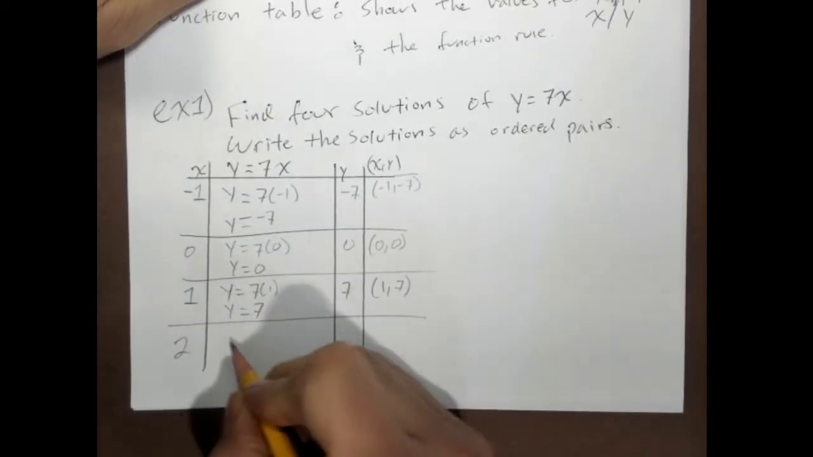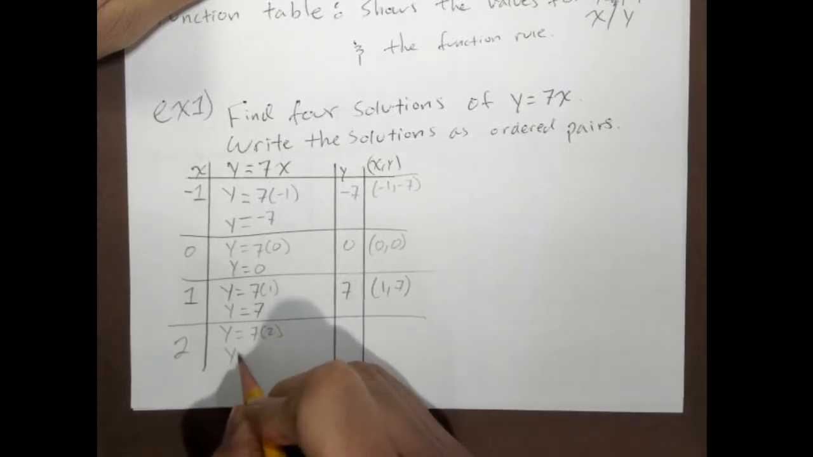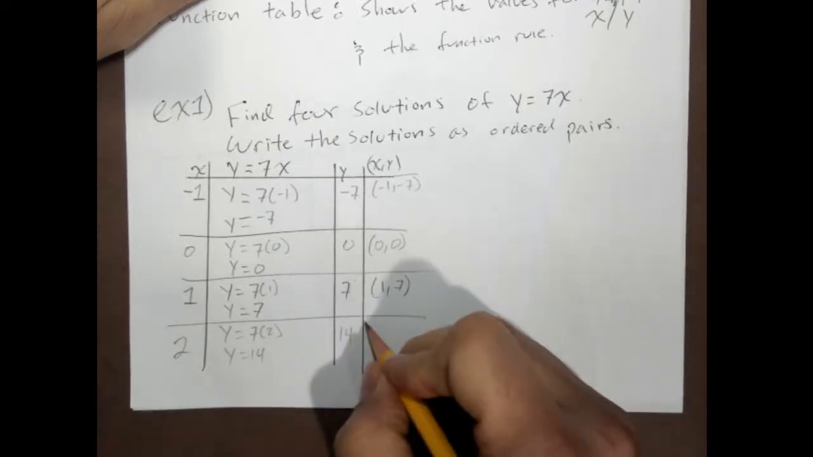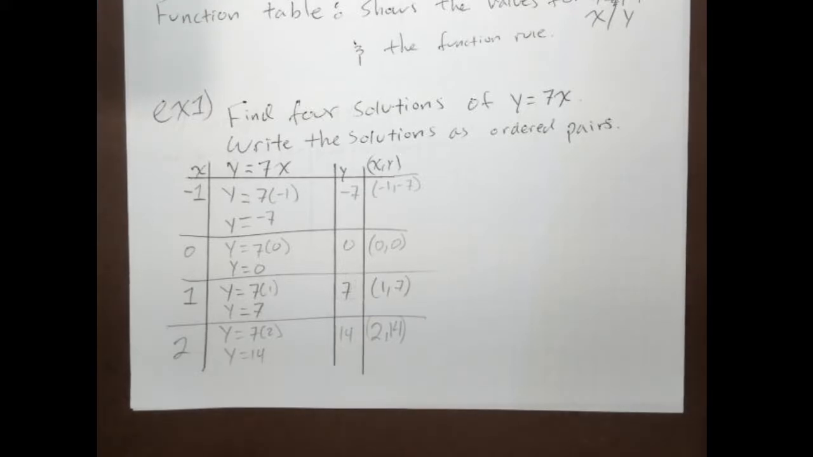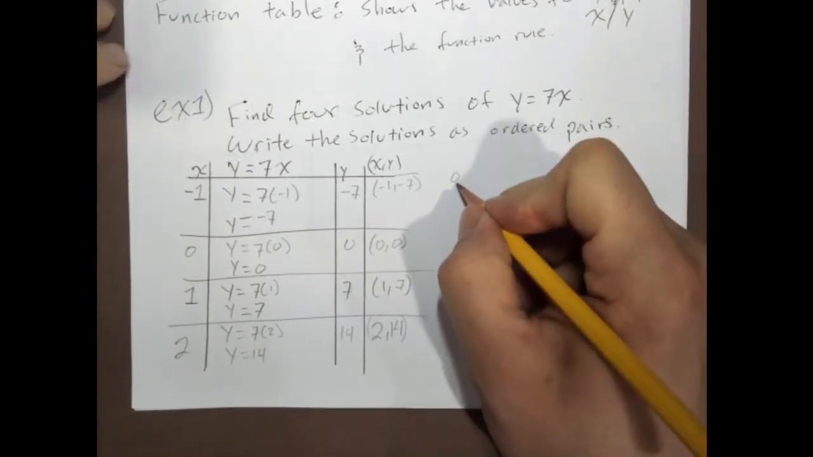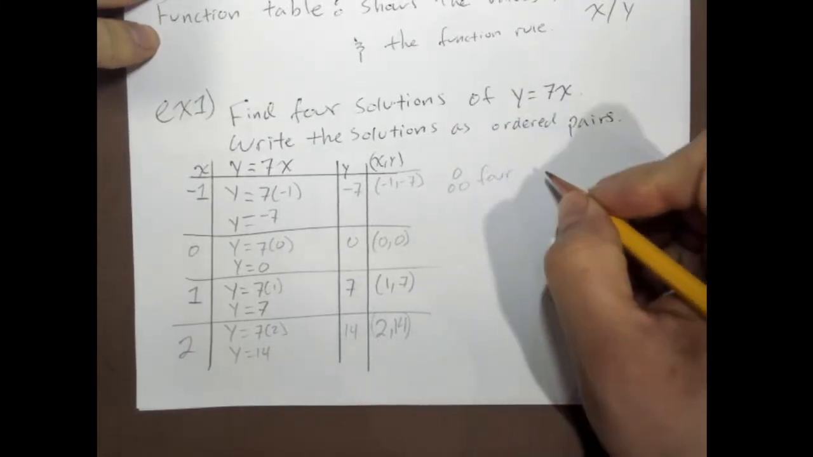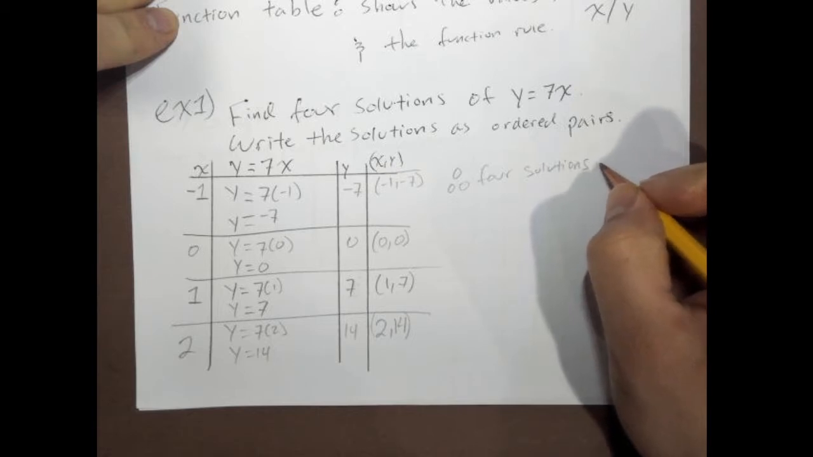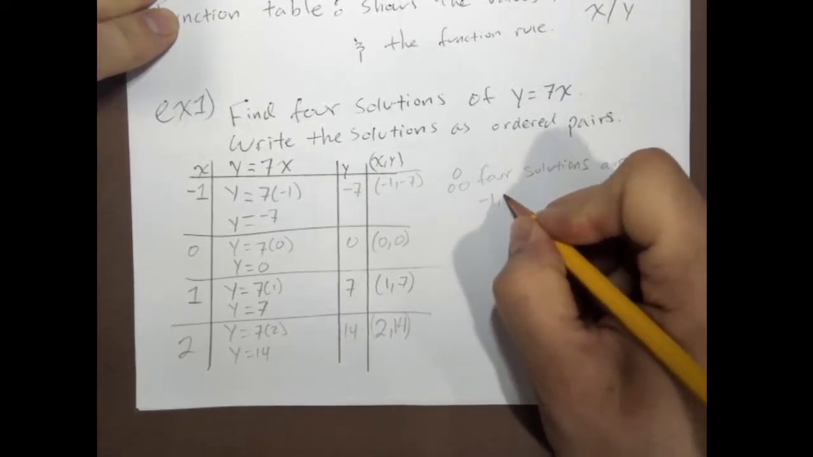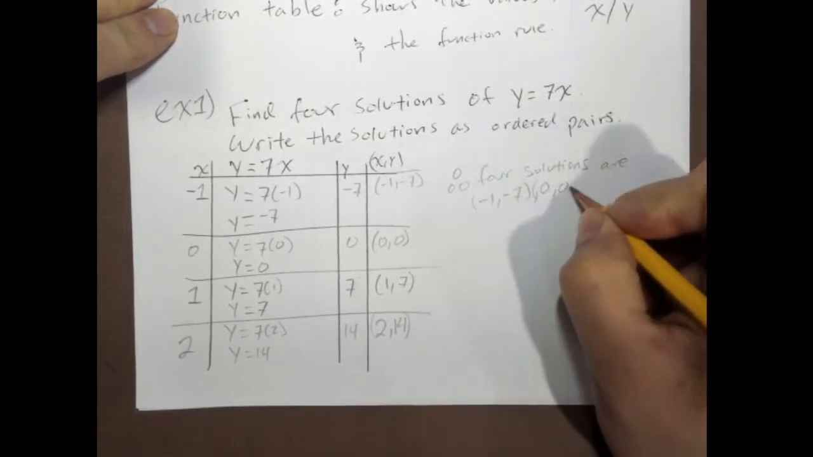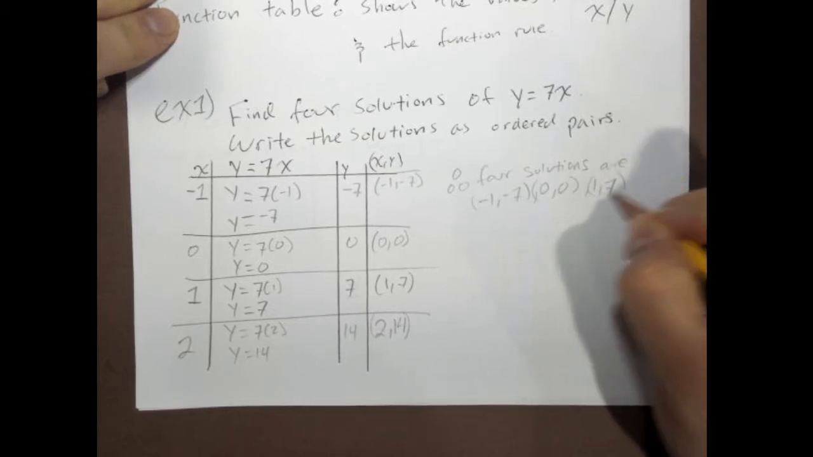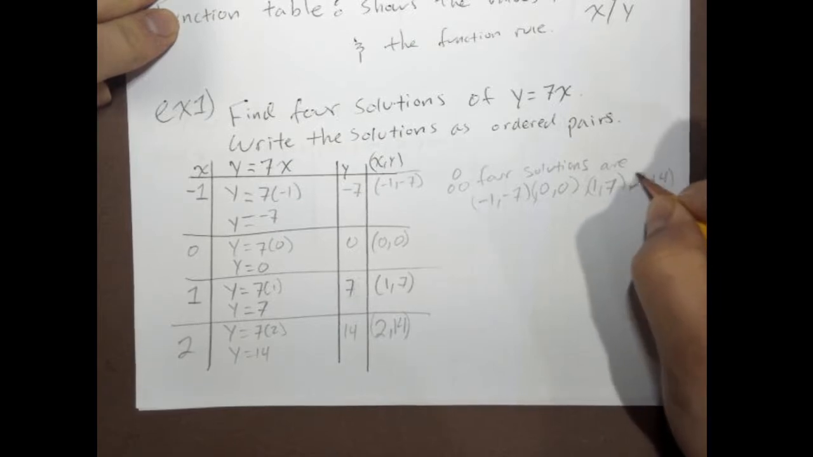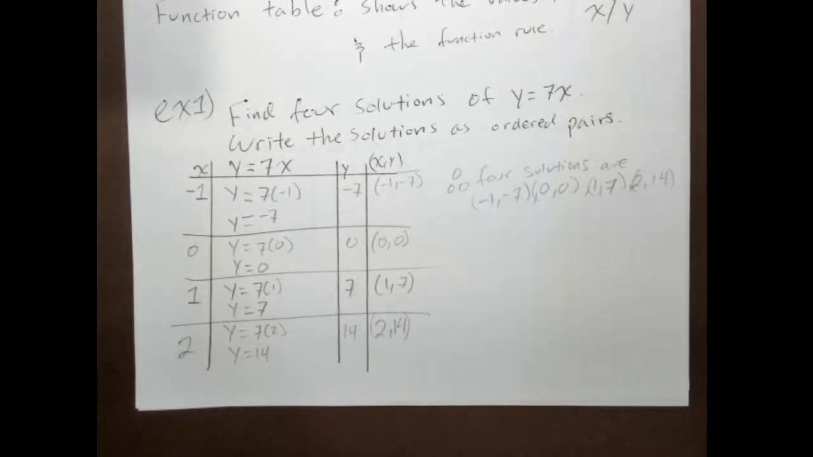Finally, we'll try 2. y equals 7 times 2. y equals 14. Our ordered pair will be (2, 14). They want us to list our ordered pairs, so I'll say therefore 4 solutions are (-1, -7), (0, 0), (1, 7), and (2, 14). So these are 4 possible solutions. They are not the only solutions for the equation y equals 7 times x, but there are 4 possible solutions.